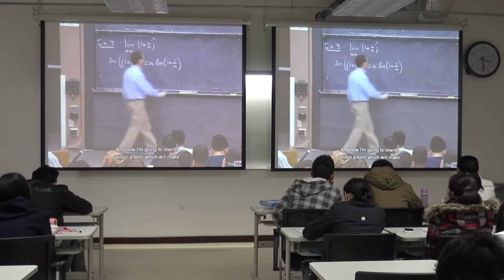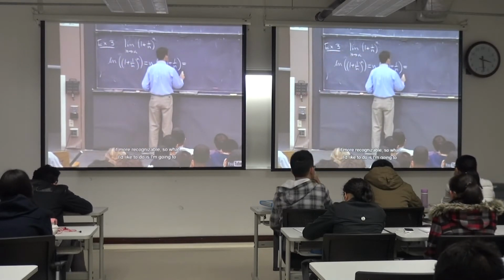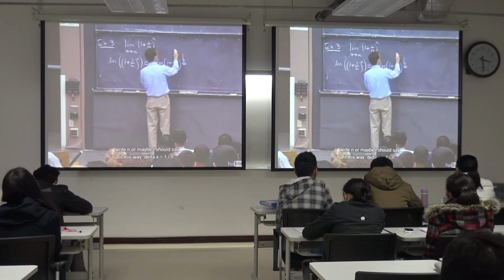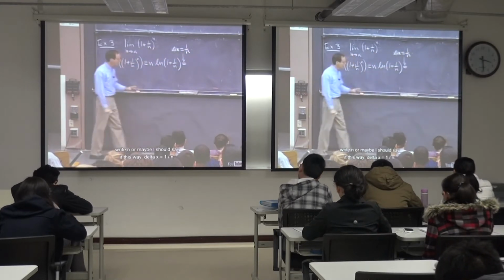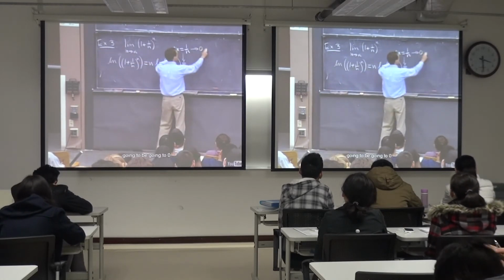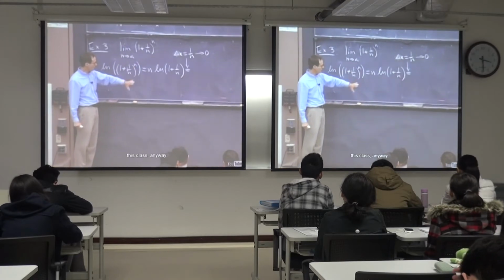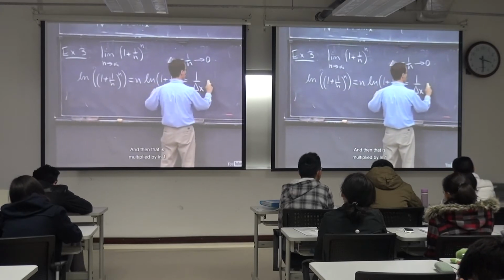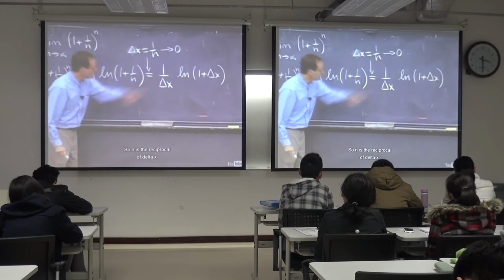And now, I'm going to rewrite this in a form which will make it more recognizable. Let's say delta x is equal to 1 over n. All right? So if n is going to infinity, then this delta x is going to 0. So this is more familiar territory for us in this class anyway. So let's rewrite it. Here we have 1 over delta x, multiplied by log of (1 plus delta x). So n is the reciprocal of delta x.